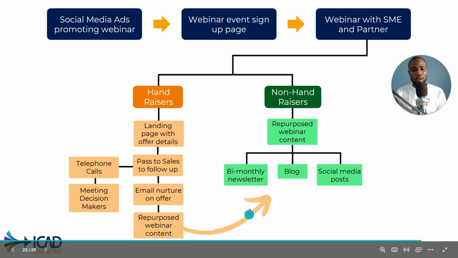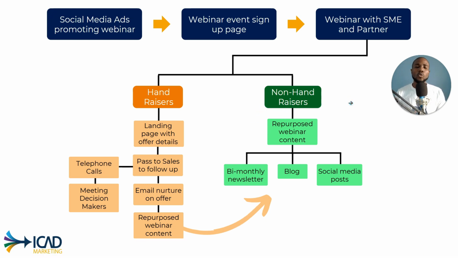And as you can see, the arrow points here, which I'm going to break down. The non-hand raisers would be the people who didn't show interest at that particular point in time. I wouldn't say they're not interested; it doesn't necessarily mean that they aren't interested at all. It probably just means that at that time they weren't interested, but it doesn't mean that they won't be interested later. We wanted to ensure that we keep the brand top of mind so that when they are interested, they would come to us to buy instead of the competitors.